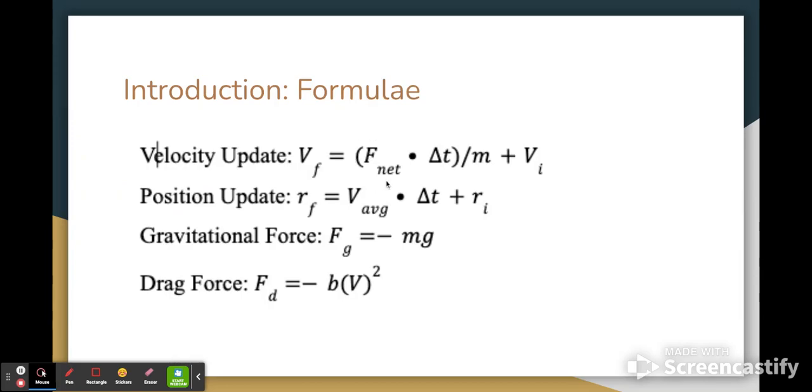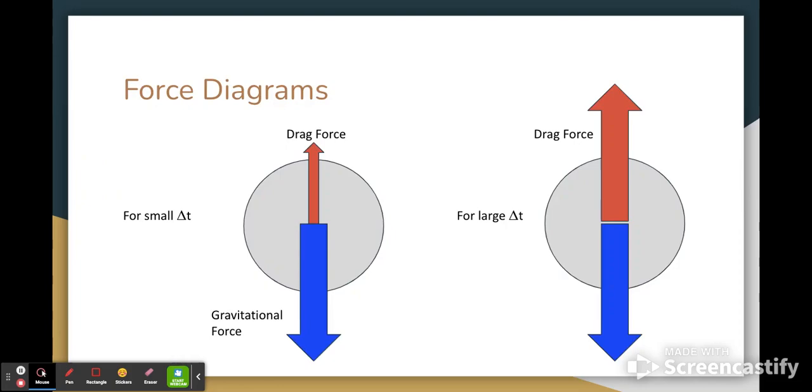These are formulas that we will be using in this lab. Velocity update and position update just allow us to find final velocity and position with a change in t. And gravitational force is what we'll be using as the force acting on our object. And the drag force will be introduced later, but it is proportional to the squared velocity of our object.